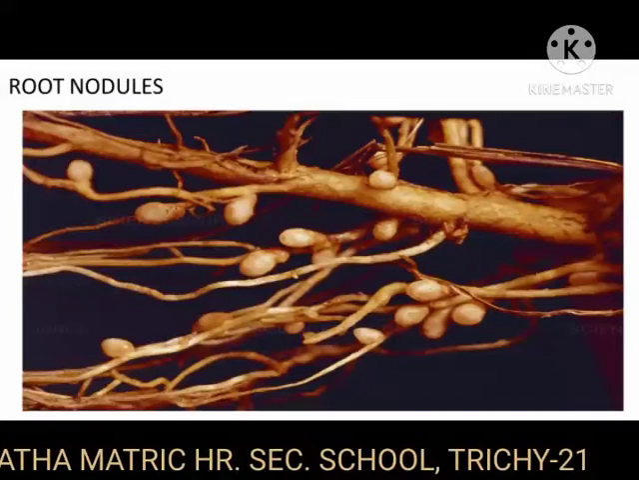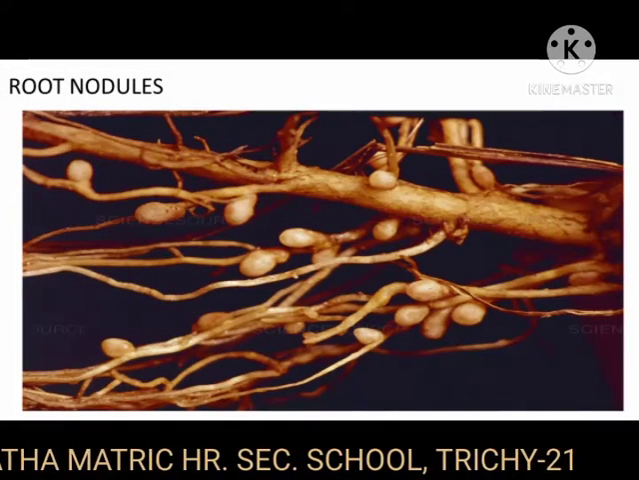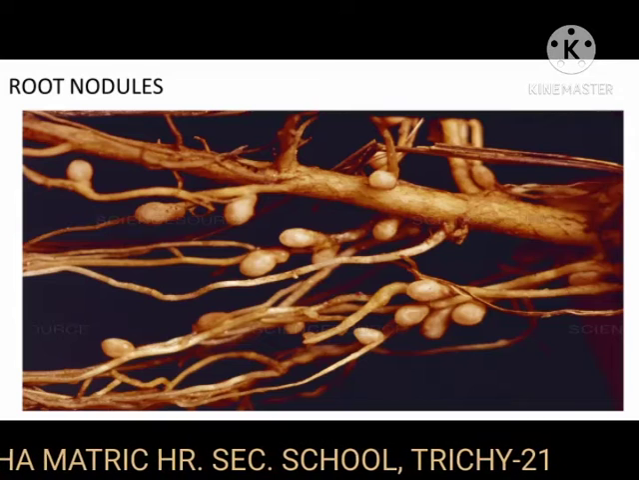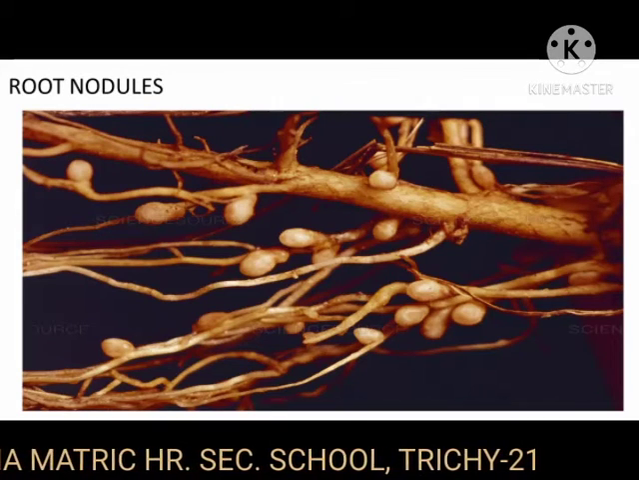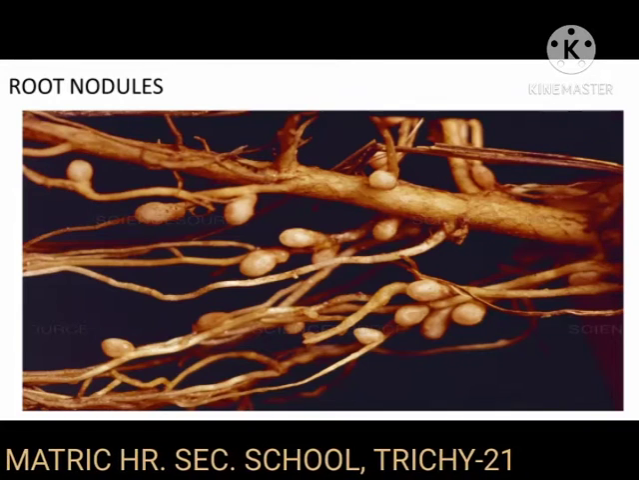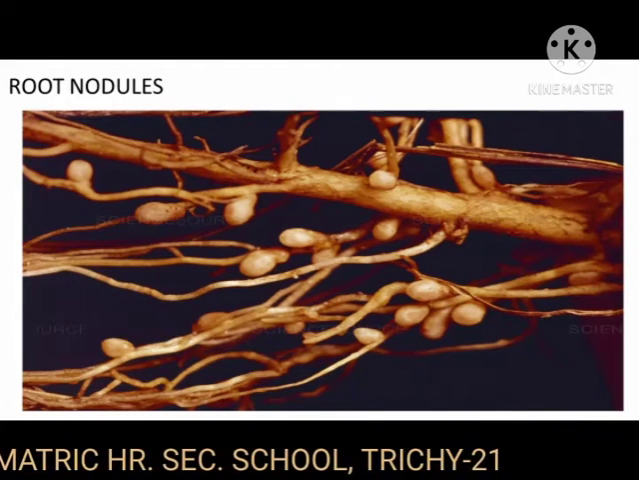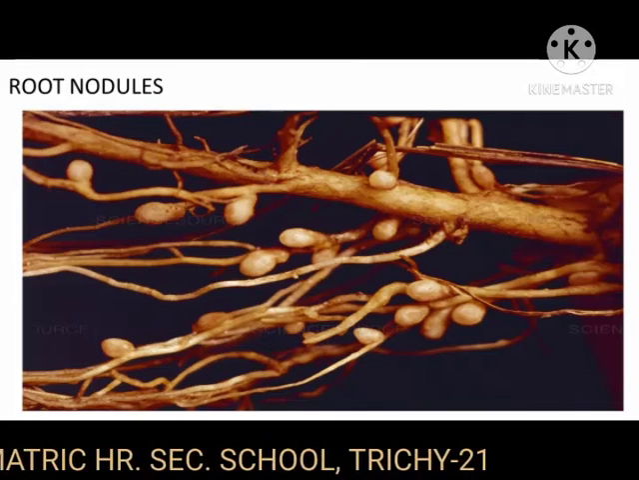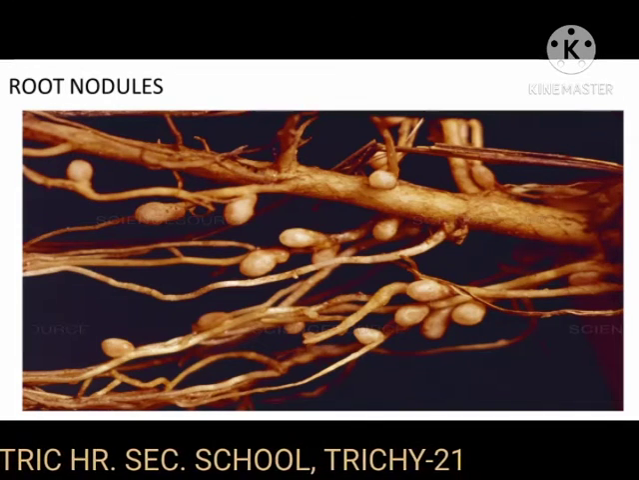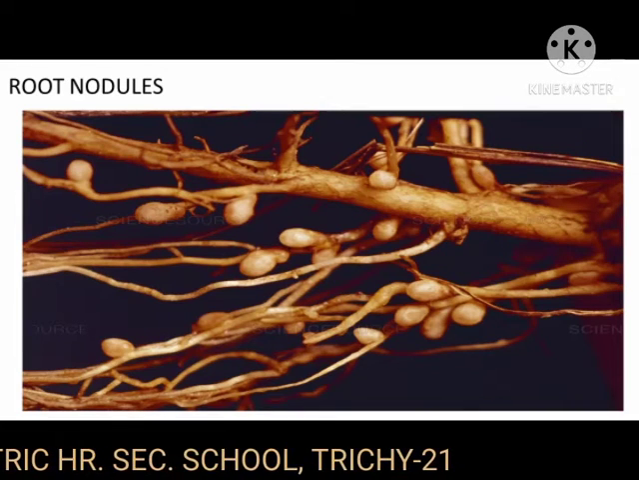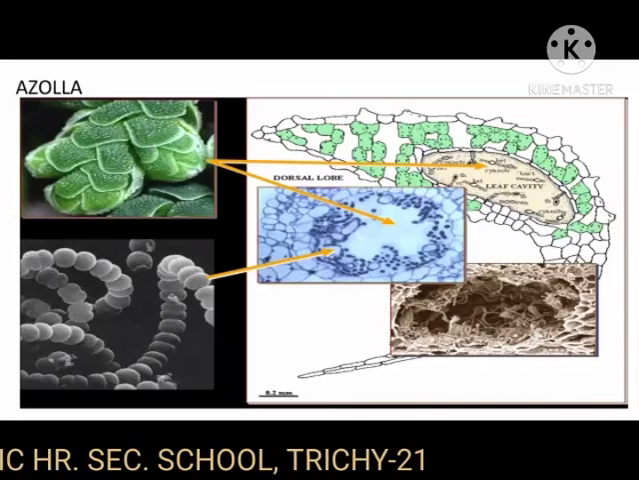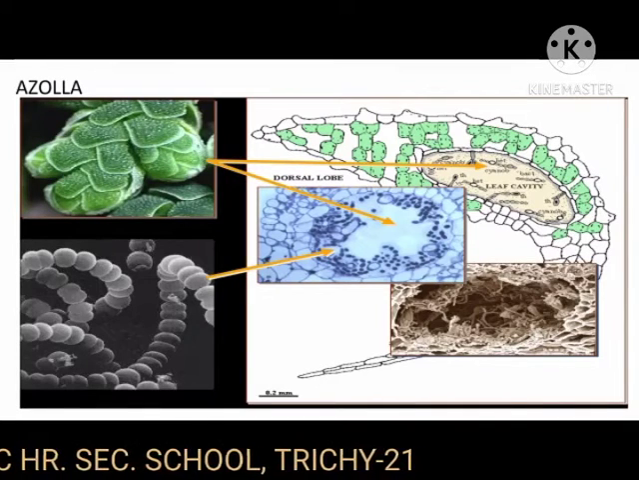Nitrogen fixation. Rhizobium forms nodules in the roots of the legume plants and lives symbiotically. The Rhizobium obtains food from the legume plant and in turn fixes atmospheric nitrogen into nitrate, making it available to the host plants. Other examples are water ferns and nitrogen fixing cyanobacterium.